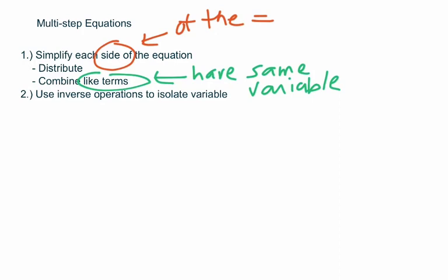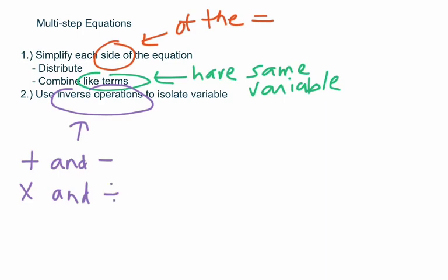And then the second step there is use inverse operations to isolate the variable. So inverse operations are these: adding and subtracting. If you see adding in the problem, you'll do subtracting in the solution. If you see subtracting in the problem, you'll do adding in the solution, and the same for multiplication and division. If you see multiplication, then you're going to carry out division. If you see division, then you'll carry out multiplication. And this last piece, isolate the variable, that means get the variable alone.